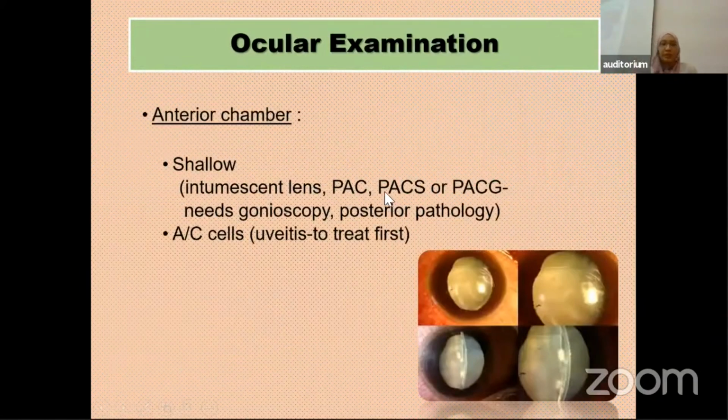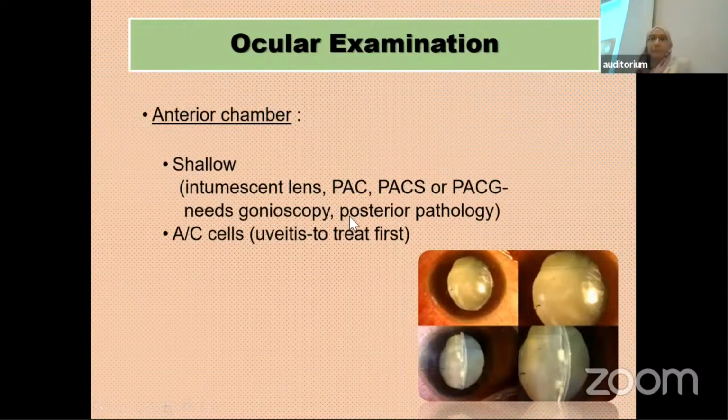Okay, in ocular examination, anterior chamber also is very important. For example, in patient with intumescent cataracts, or in PAC, PACS, or PACG, okay, so will be shallow. So this is one of the difficulties during the surgery for the surgeon. And then we need to look for the AC cells, like I mentioned just now. If there's presence of AC cells on the day of surgery, we need to defer first and treat the uveitis accordingly.